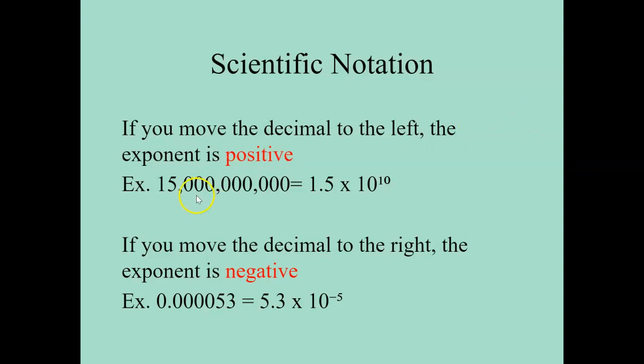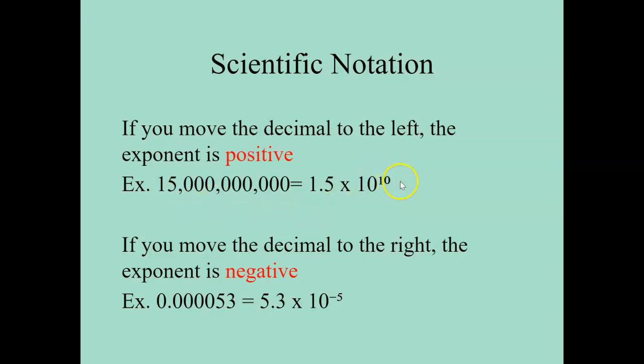So for example, here we have this value. We've got 15 with 1, 2, 3, 4, 5, 6, 7, 8, 9 zeros after it. Okay, so this would be the initial value. If we want to convert it to scientific notation, we have to put our decimal between two values that will give us a number between 1 and 10, okay? So we have a 15 here. If we put a decimal between the 1 and the 5, that gives us 1.5. That's a number between 1 and 10. That works for scientific notation.